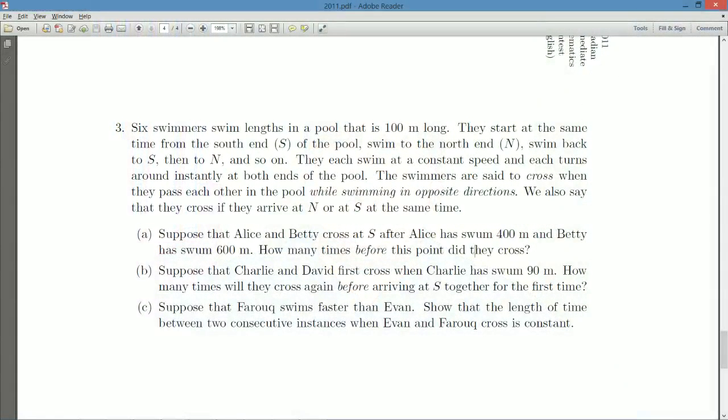So here we are. Question number 3 in part B. 6 swimmers swim lengths in a pool that is 100 meters long. They start at the same time from the south end of the pool, which we're calling S. And they swim to the north end, and they swim back, then back to N, and so on. So they just keep going back and forth, lengths of the pool. I assume these are idealized swimmers. Yep, they swim at a constant speed, and each turns around instantly at both ends of the pool. Okay, so it's basically just back and forth at the same speed, no slowing down, nothing like that.